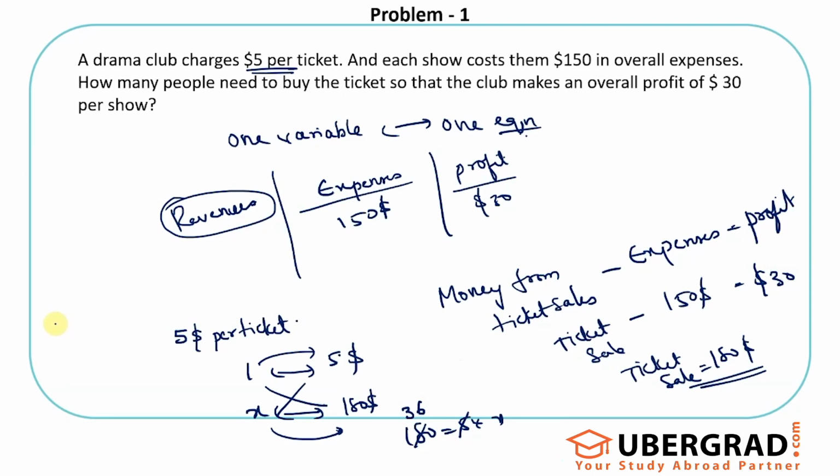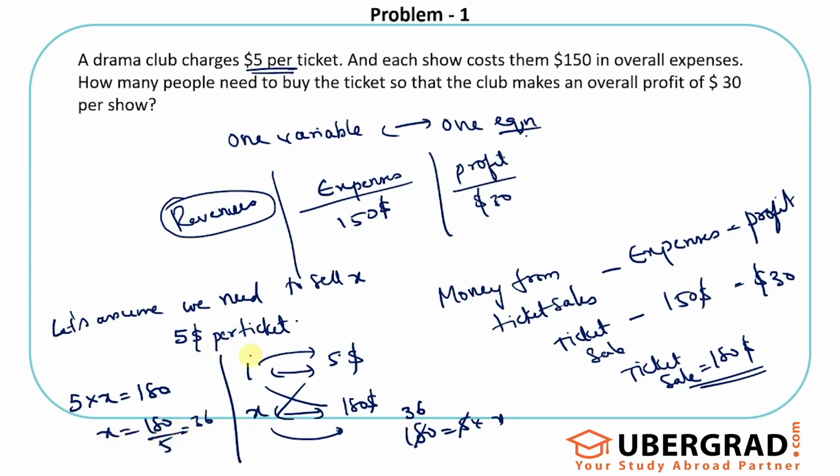Otherwise, let's assume the drama club needs to sell X number of tickets to make that 180. $5 per ticket times X tickets sold should be equal to 180. So X equals 180 divided by 5, which is also 36. Whichever way you go, that's fine, as long as you get this point.